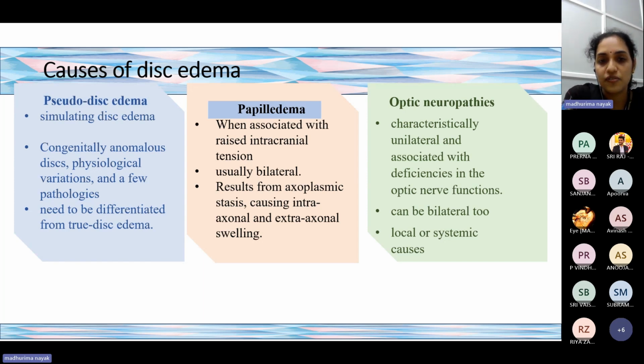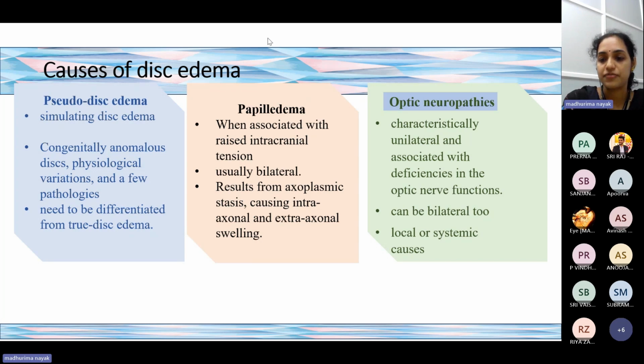By definition, it is always associated with raised intracranial tension. So whenever someone says papilledema, you know you're dealing with raised intracranial tension. It's usually bilateral, but that doesn't mean that if it's unilateral, it is not papilledema. It results from axoplasmic stasis that causes intraaxonal and later extraaxonal swelling. The next group is optic neuropathies, which are characteristically unilateral and associated with deficiencies of the optic nerve functions.